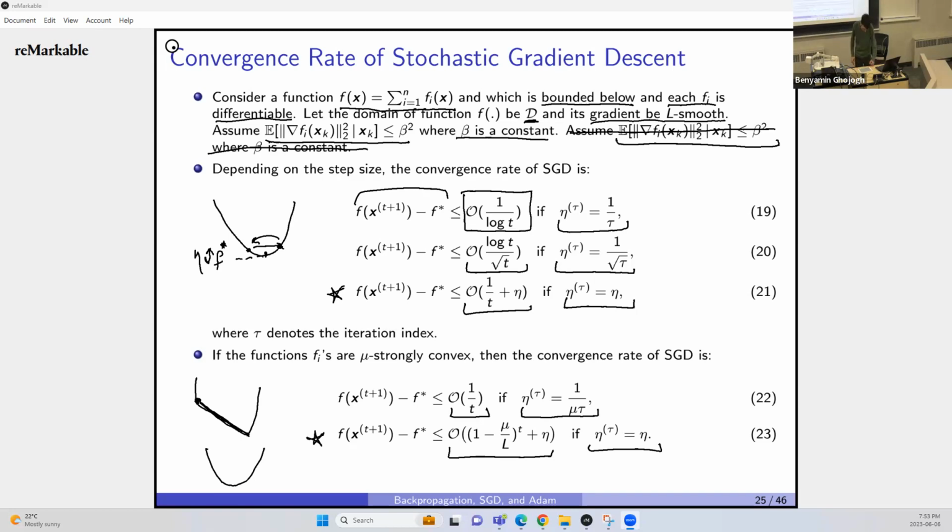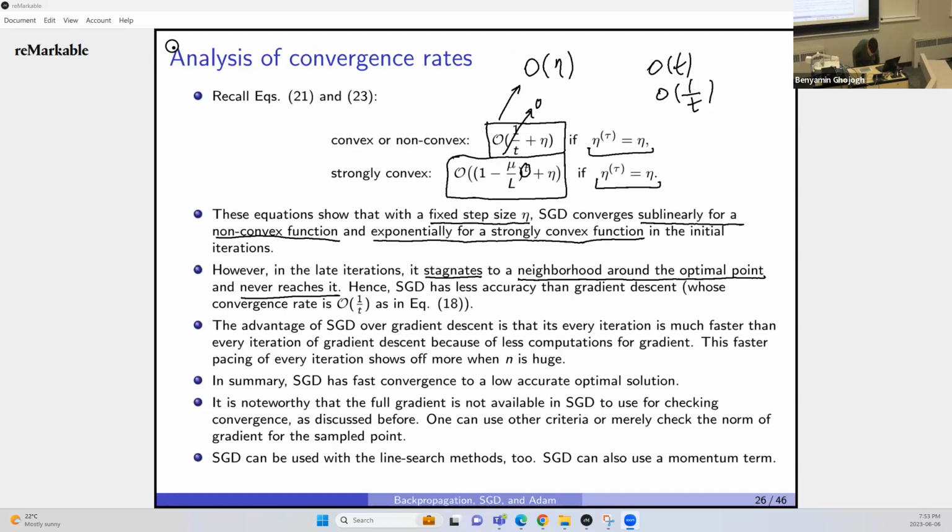The advantage of SGD over gradient descent is that every iteration is much faster than every iteration of gradient descent, of course, because we are just sampling one point rather than computing the full gradient. Because of fewer computations for the gradient, this faster pacing of every iteration shows off more when n is huge. Of course, when n is huge, it's too hard to compute the full gradient. In summary, SGD has fast convergence to a low-accuracy optimal solution. It's fast every iteration, but at the end it's low accuracy.